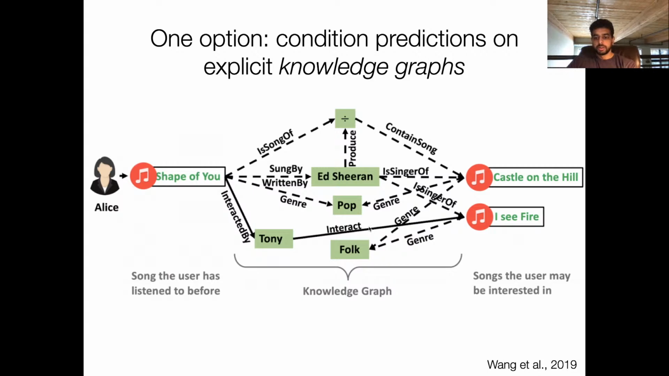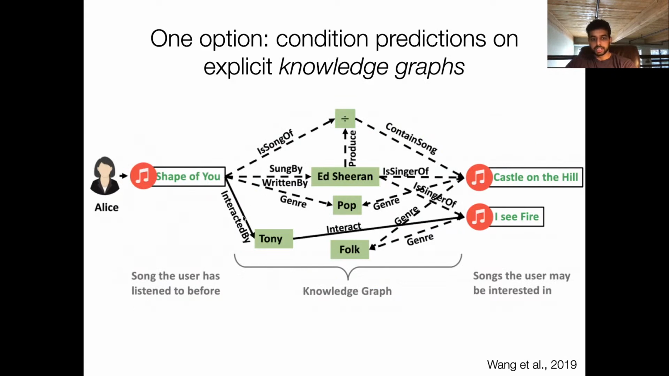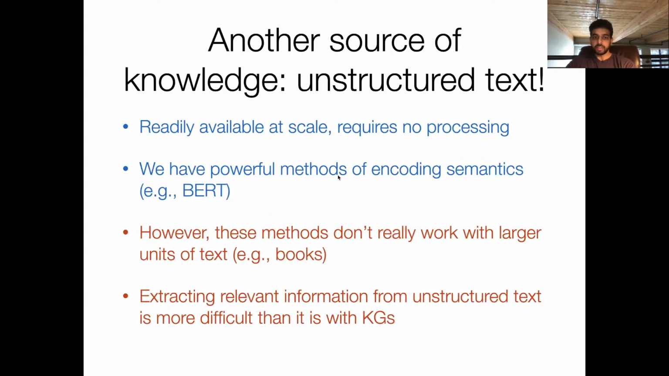Okay, so we were talking about knowledge graphs, but there's another source of knowledge, which is just unstructured text, right? So here, I don't have this explicit graph structure. Instead, maybe I have a paragraph about Ed Sheeran, or maybe I have many different paragraphs about Ed Sheeran and the song Shape of You. And from those, I can make inferences about similar songs. So compared to knowledge graphs, I don't have to do anything really to get a lot of unstructured text, right?